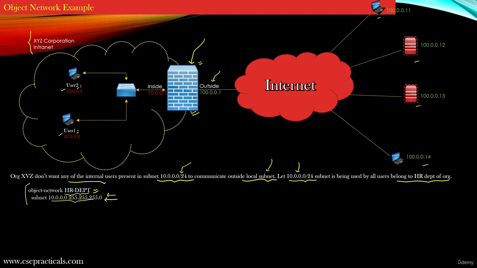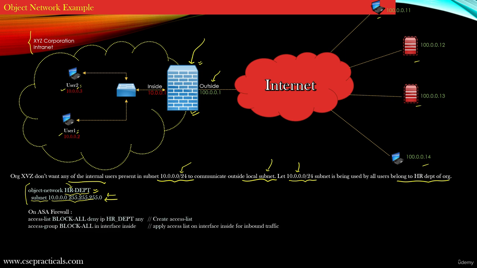So the administrator has created an object network whose name is HR department, and he has added the collection of IP addresses using the subnet keyword to this object network. As simple as that. Now, as the second step, the user is going to create an access list on this ASA firewall. Now, I understand that you may not be familiar with the access list, but I have covered this example only to demonstrate the use of object networks. We are going to study access lists separately.